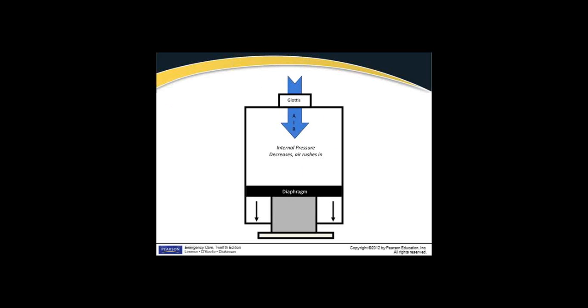So here's kind of a little engineer diagram of how this whole thing works. So provided you have an open glottis there and an air source outside of it, the diaphragm pulls down, kind of like the plunger there. Think of this as kind of a syringe. The plunger pulls down, air sucks in.